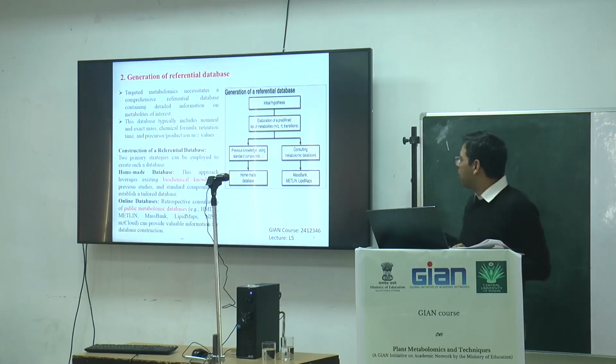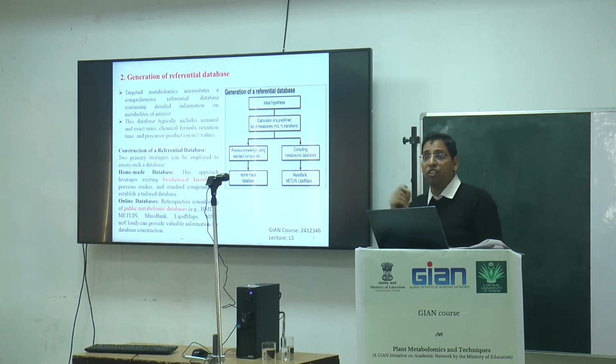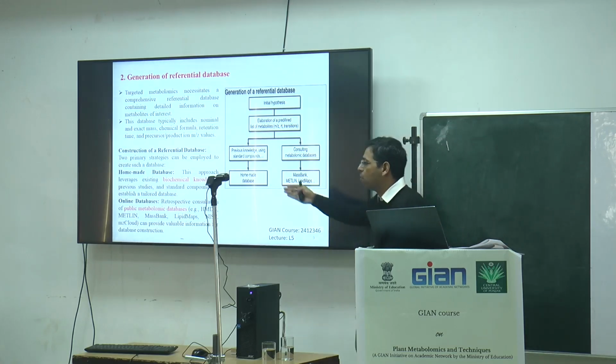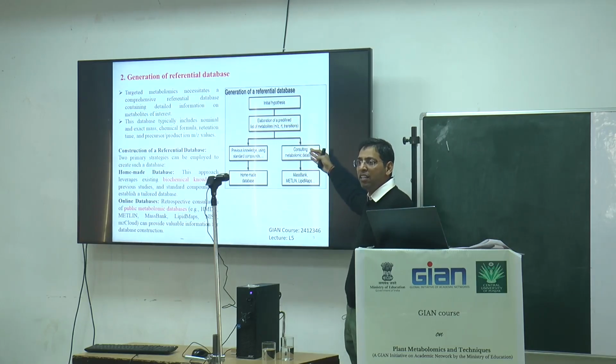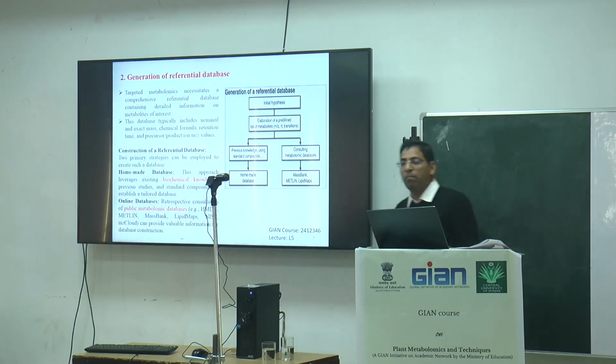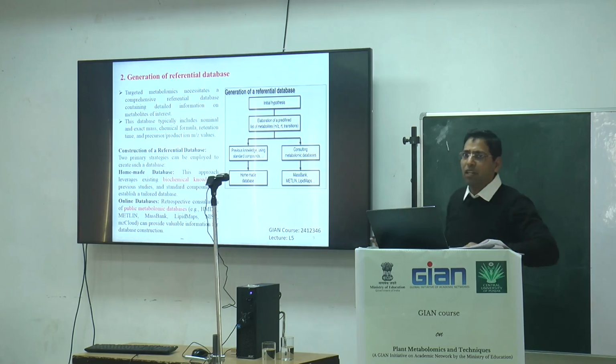So this is the pipeline for this one: initial hypothesis, elaboration of the predefined list of the metabolites, then we have to find out the previous knowledge. On the basis of that we consult the different metabolic databases, and finally we can make the homemade databases. If you consult other databases, you can go ahead with Metlin and LIPID MAPS. There are so many databases. I will explain those databases in another class actually.